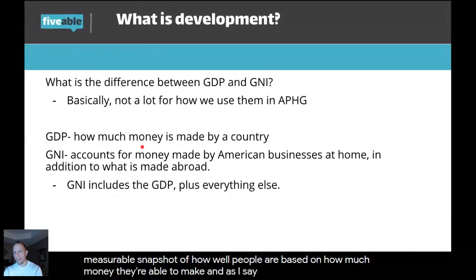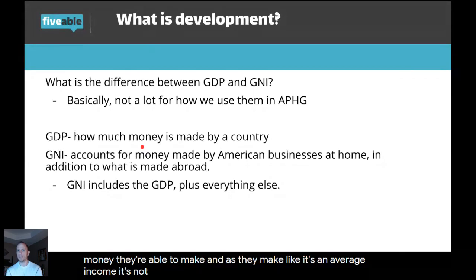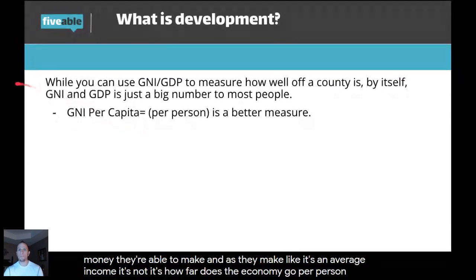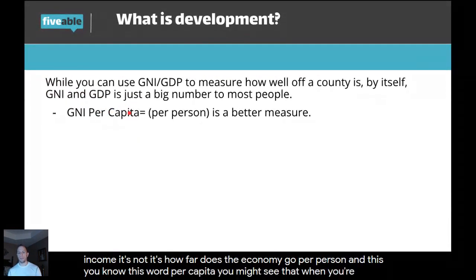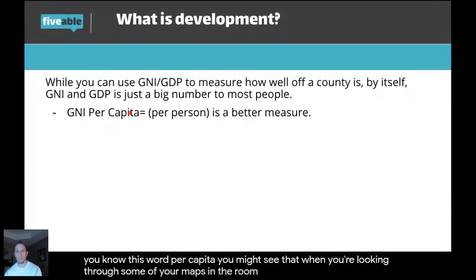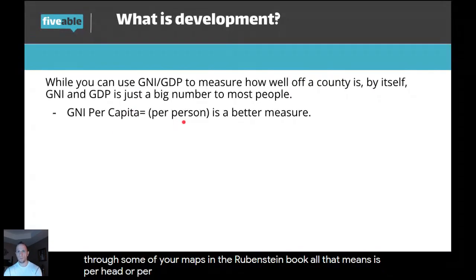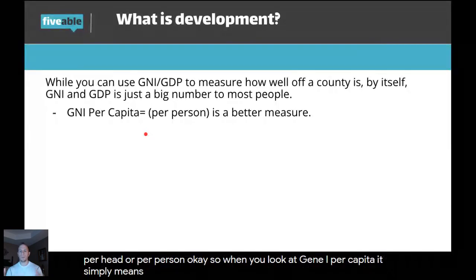And I say make like it's an average income. It's not. It's how far the economy goes per person. And this word per capita, you might see when you're looking through some of your maps in the Rubenstein book, all that means is per head or per person. So when you look at GNI per capita, it simply means per person.